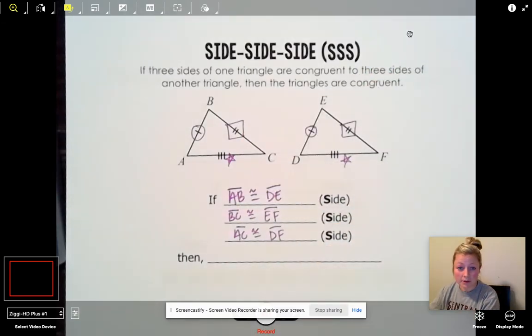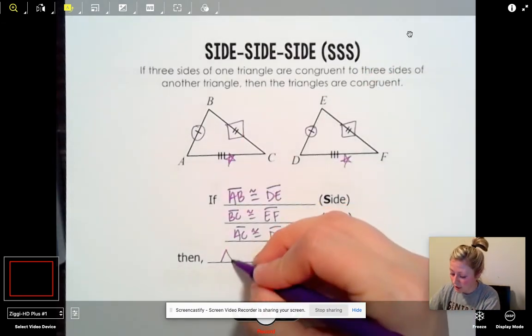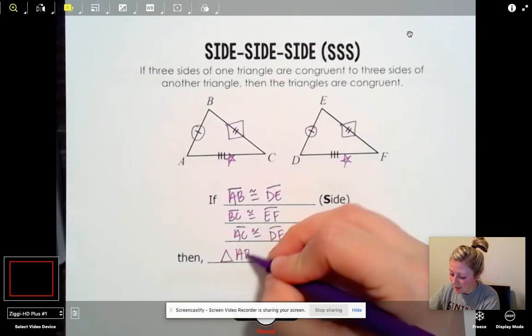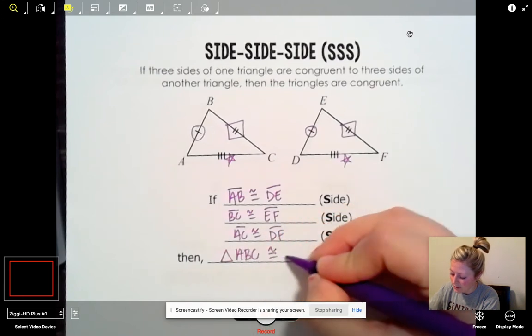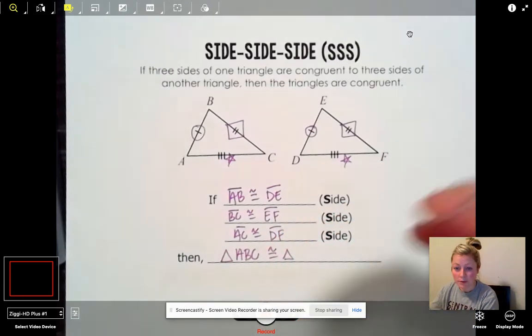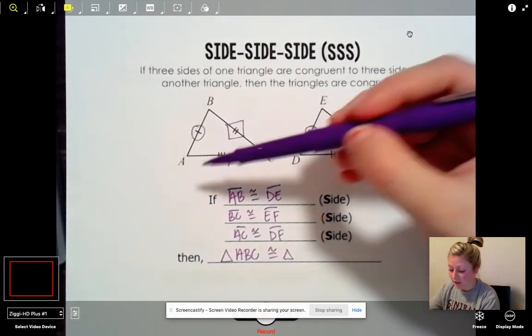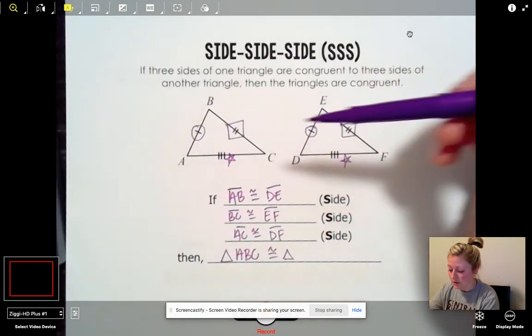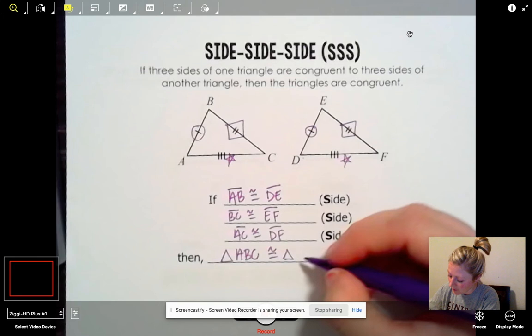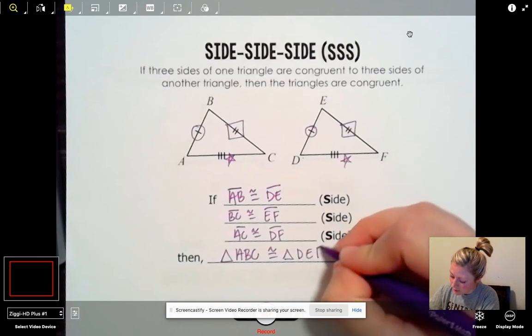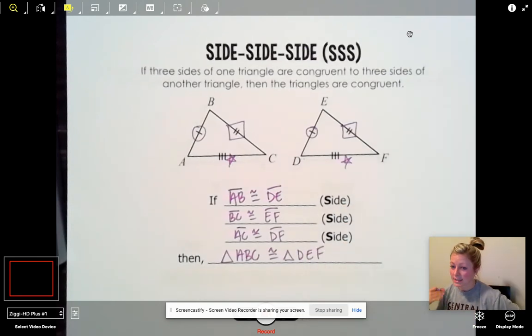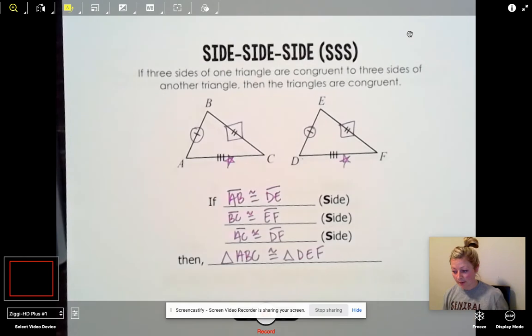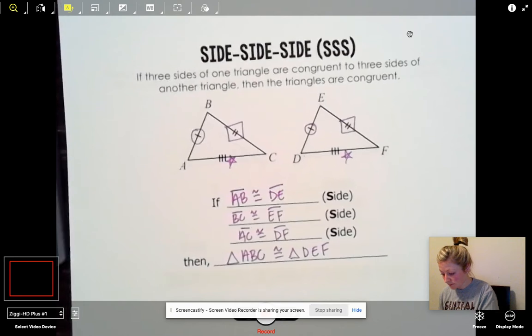So now we can write a congruency statement. We can say triangle ABC is congruent to triangle. Now you've got to match, so just make sure you pick the right order. I was pretty unoriginal and I just started with ABC, so now I'm going to go DEF. Remember, those corresponding parts have to match, otherwise it's not valid. So side, side, side is when you have three pairs of congruent sides in your two triangles.